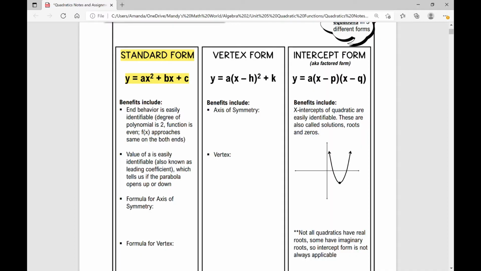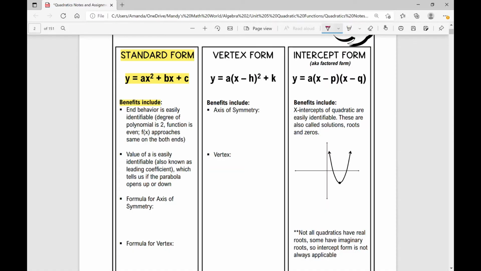So the benefits of this form are that the end behavior is easily identifiable. The degree of the polynomial is 2, the function is even, so f of x approaches the same on both ends. What does that mean? That means it will open up, right? So both arrows open up, or it'll open down, so both arrows end down. That's how you can think about that.